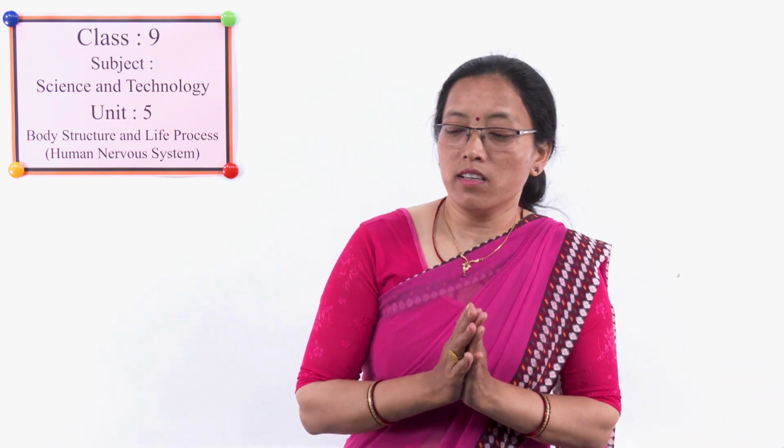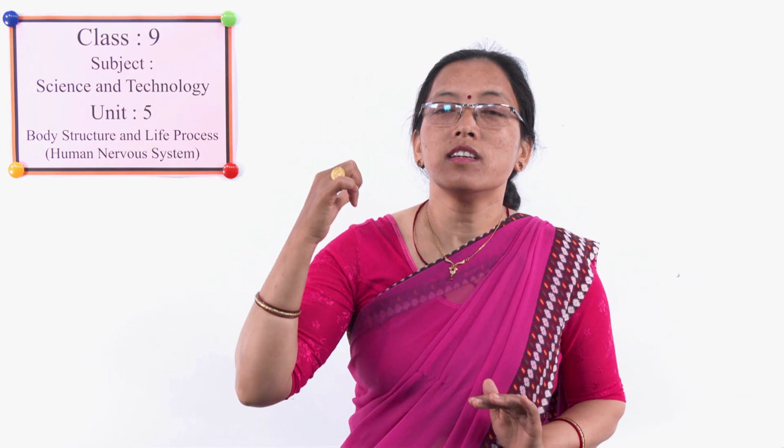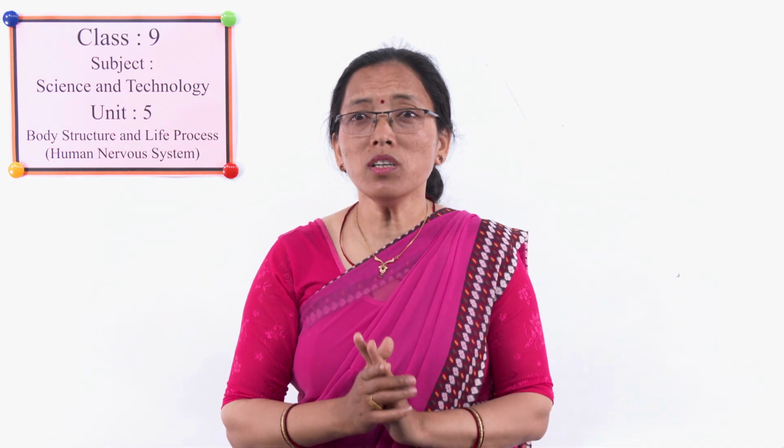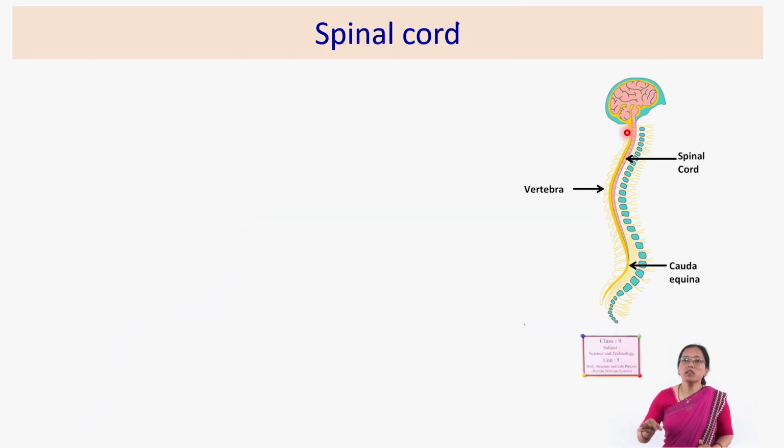This spinal cord extends up to the second lumbar vertebra in the waist region. In this waist region, we have 5 lumbar vertebrae. Out of that, it reaches up to the second lumbar vertebra. So it goes from the medulla oblongata to the second lumbar vertebra through the vertebral column. It is protected inside the vertebral column.